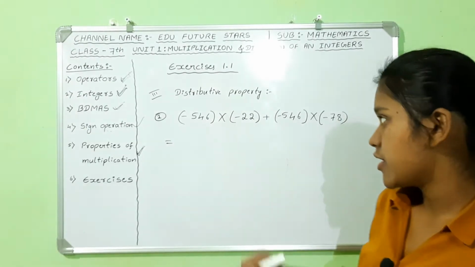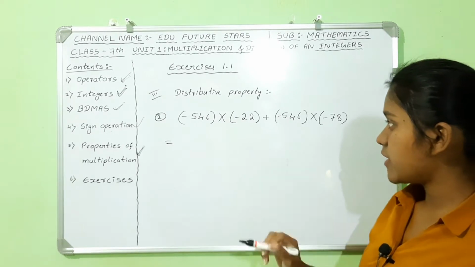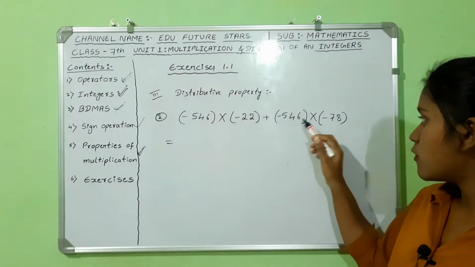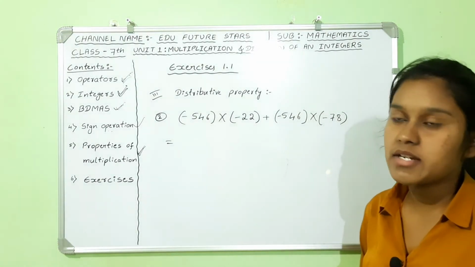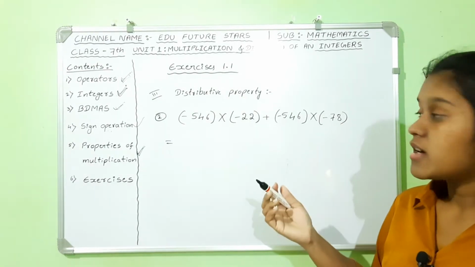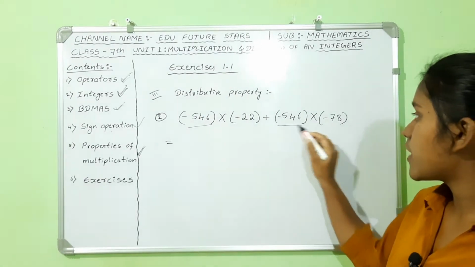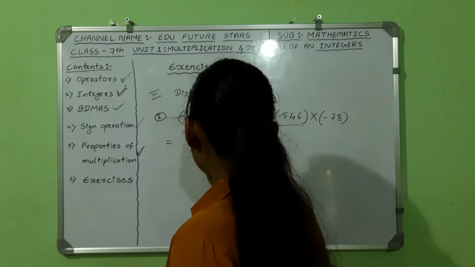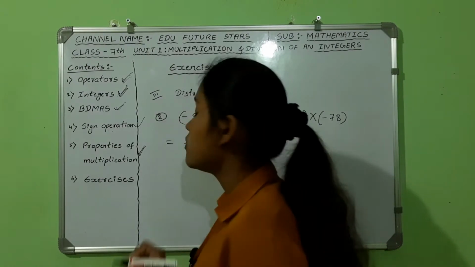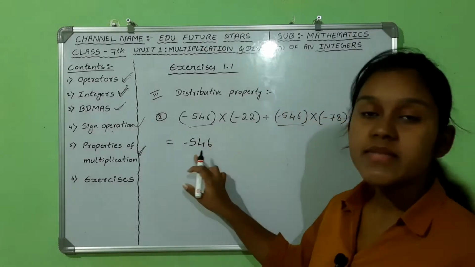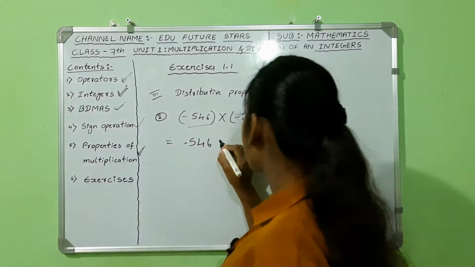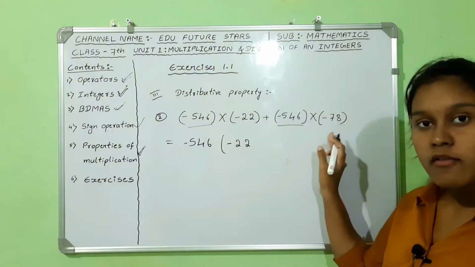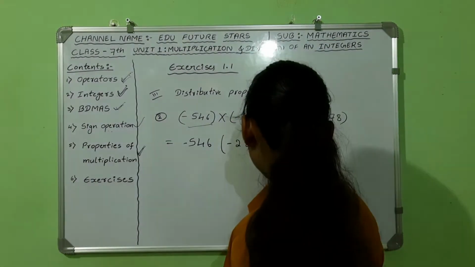See friends, the second question is minus 546 multiplied with minus 22. We have an addition sign in between. Then again minus 546 multiplied with minus 78. See here, what is the common thing? 546 and 546 is common. Let's take it out. 546 is our common thing, that too with a negative sign. Minus 546 is our common thing, and what we have? Minus 22, and here we have minus 78.